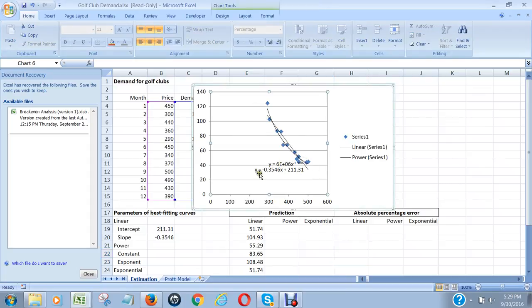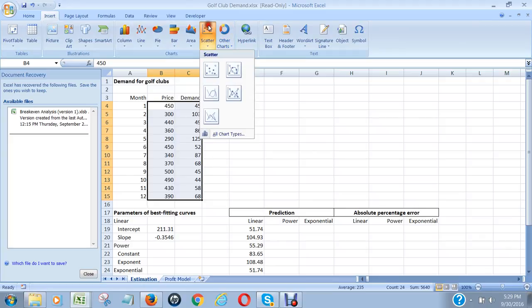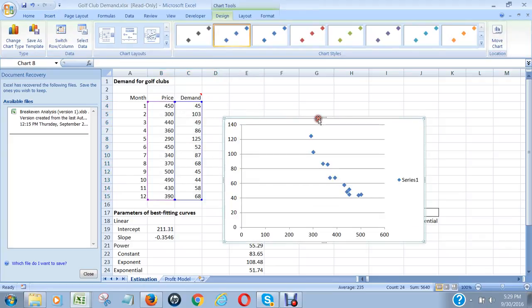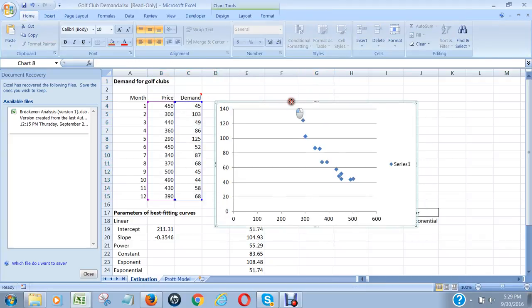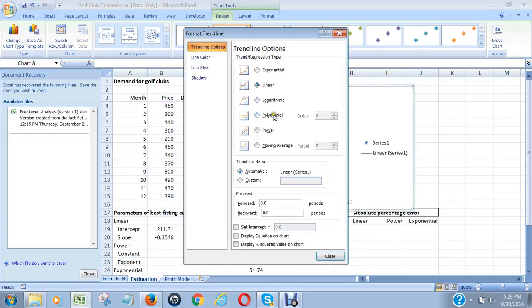Okay, well you can see it there, it's just messy. Start over again. You already knew how to get the linear one on. I'm going to put this power one on again. I'm going to go Insert, Scatter, these, right click, Add Trendline, make it Power, and display the equation on the chart. Click on Close.